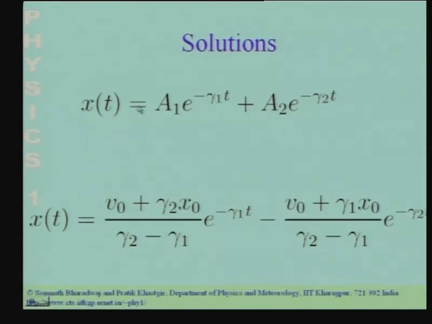Now, this is the general solution for an overdamped oscillator. You have two unknown coefficients a 1 and a 2. Just like for the underdamped oscillator, we had worked out the two initial conditions which were there in the complex amplitude a tilde in terms of the initial positions and velocities.